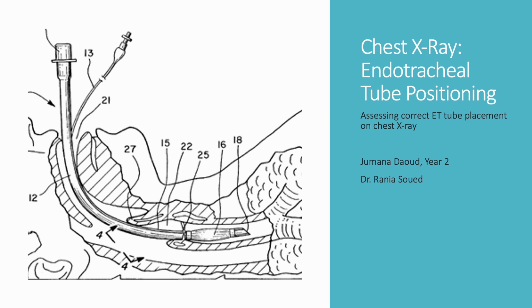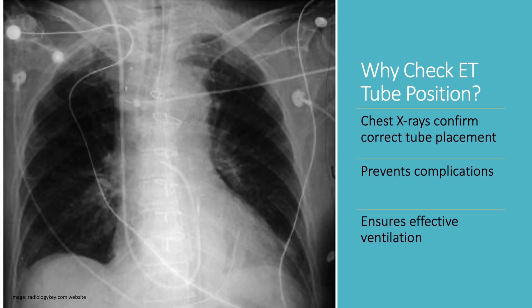In this video, we'll review how to assess the position of an endotracheal tube on a chest x-ray. We'll focus on key anatomical landmarks, what defines correct placement, and common pitfalls to watch for. So a chest x-ray is routinely obtained after endotracheal tube placement to confirm correct positioning. Proper placement is critical to ensure effective ventilation and to avoid complications such as main bronchus intubation or inadequate oxygenation, which we'll cover later in this video.